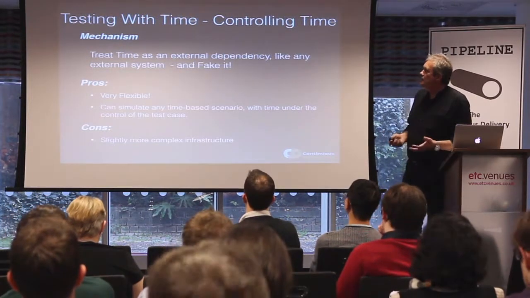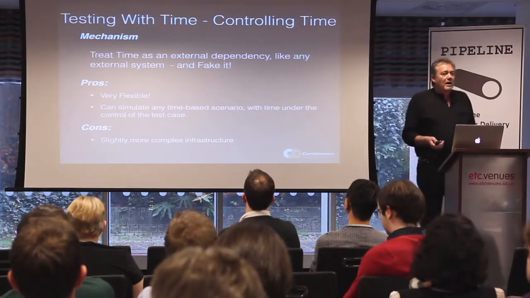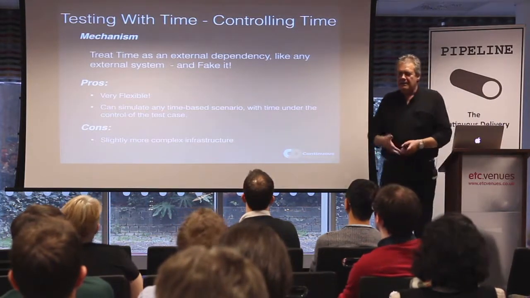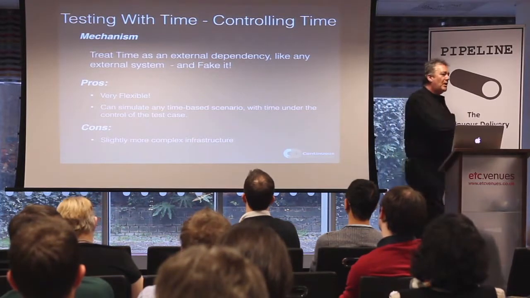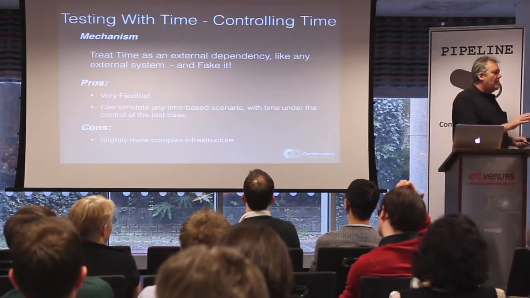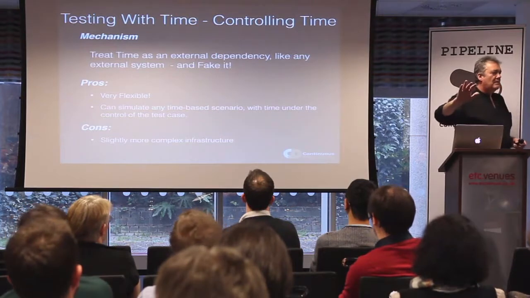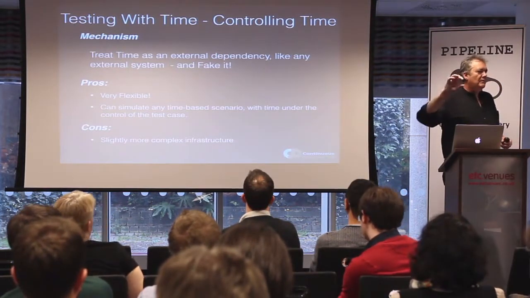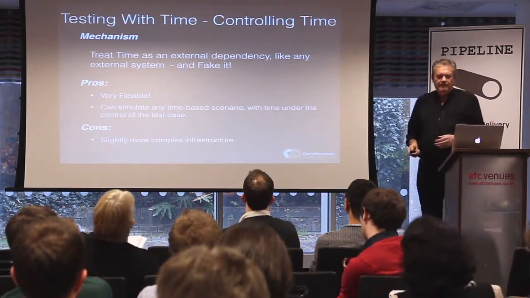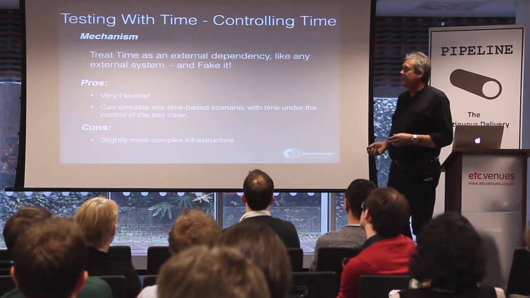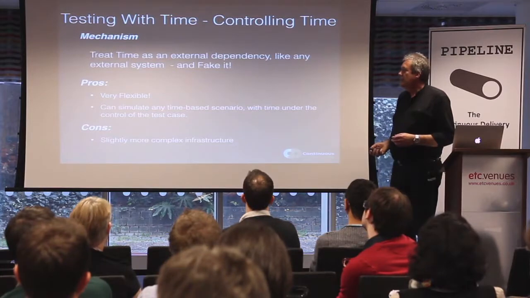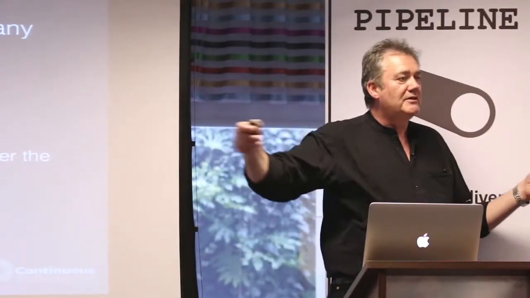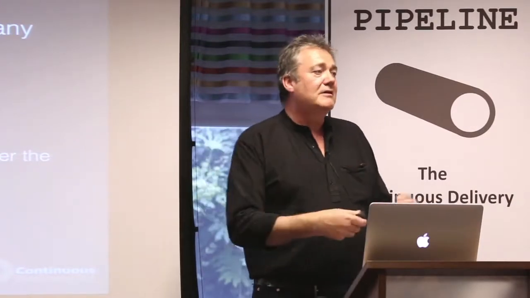So the alternative is to control time. So my approach is treat time as though it's an external dependency like any other. It's an external system. Treat the supply of time information as you would any external system. And stub it, control it, strategize it so that you can change it. This is very flexible. It's a very nice way of doing it. It allows you to simulate time-based scenarios. You can have long-running scenarios in your test that execute very quickly.